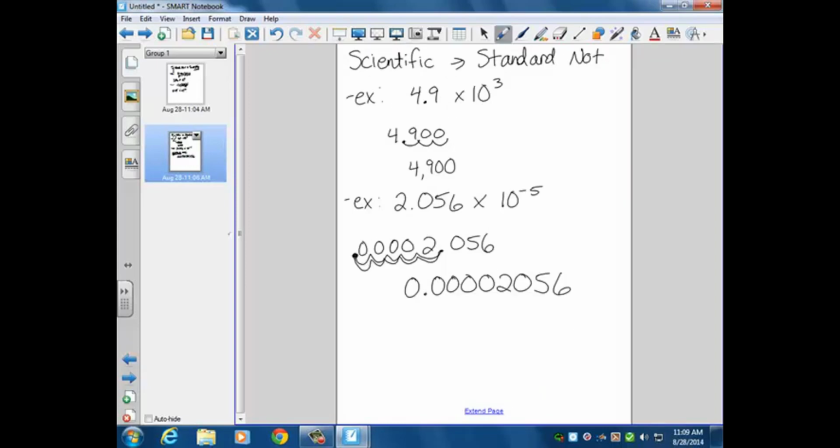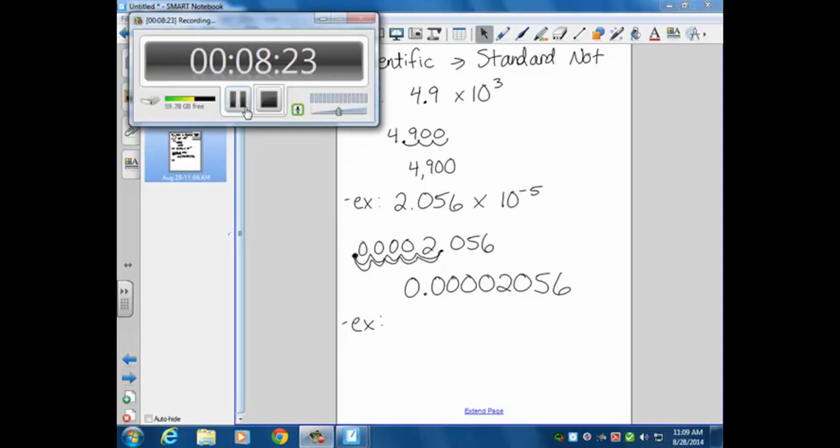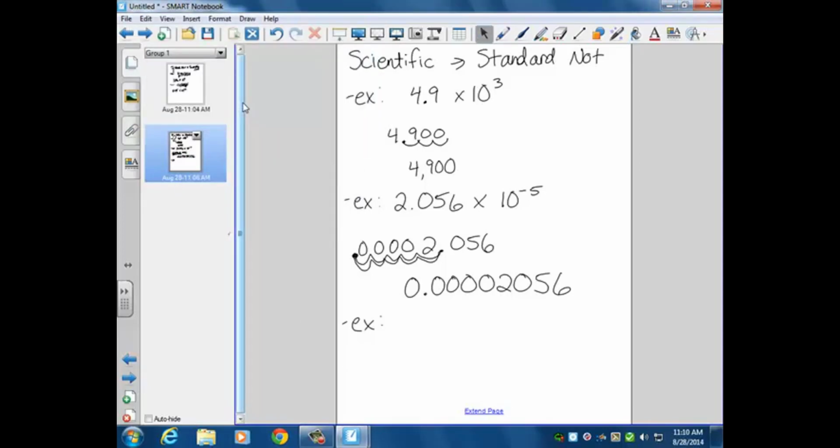Let's do one more real quick, just to show you the meaning of scientific notation. We use this form, but let's say I have 6.2 times 10 to the 4th. Well, that's 6.2 times, what is 10 to the 4th? If you do 10 times 10 times 10 times 10, that's 10,000. So if you take 6.2 times 10,000, that's going to be 62,000.